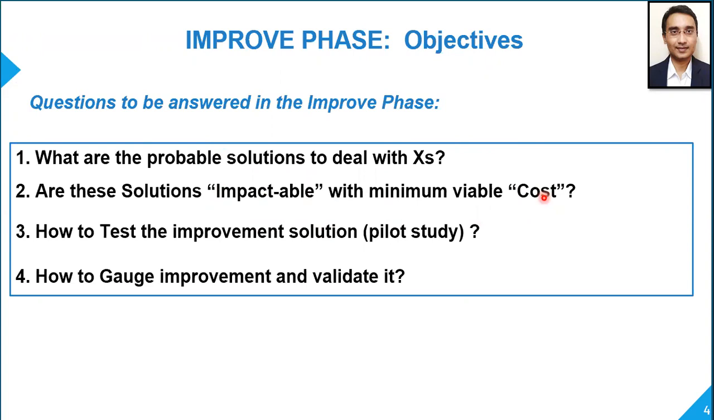So we are going to find the probable solutions, but again, we cannot implement all the solutions. We have to go ahead and segregate critical solutions. That is called the solution refining phase, or the refining step. Once that is done, our next objective is how to test the improvement solutions. So how we are going to test the pilot study, how to gauge improvement and validate. This is what we're going to look into in this given phase, the improve phase. Let's go to the next slide.